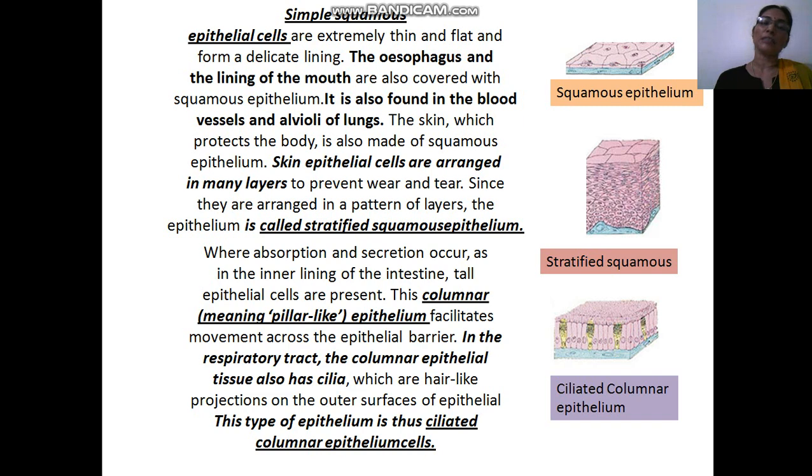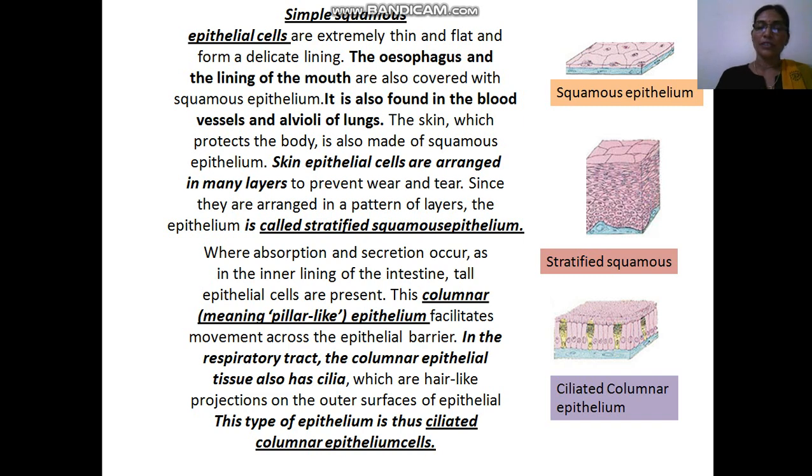So where there is absorption or secretion, there is columnar epithelium. You have to remember it in this way. Where secretion or absorption function takes place, there is columnar epithelium. In the respiratory tract, cilia are present on the columnar epithelium, so it is called columnar ciliated epithelium. And where there is only absorption, only columnar epithelium is there. That is the small intestine, the covering of the small intestine.